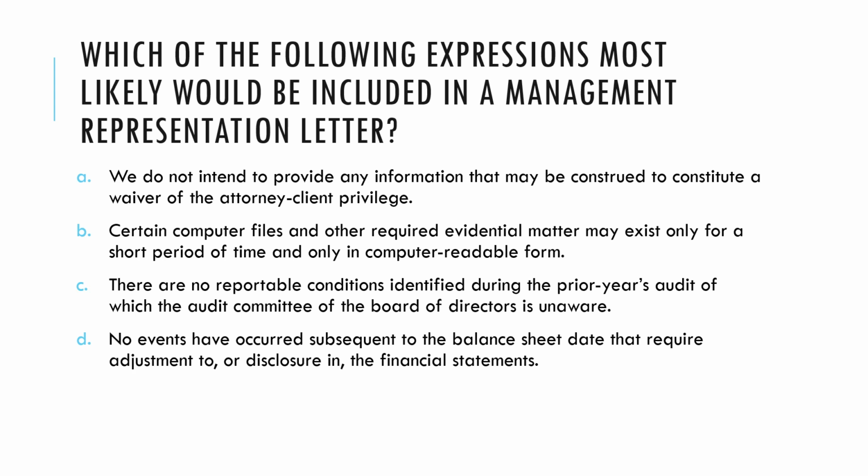And in the case of specific representation, this is now the one that refers to specific assertions, transactions, events, or balances. So, which of the following would you most likely expect to find in a representation letter? Letter A, we do not intend to provide any information that may be construed to constitute a waiver of the attorney-client privilege. Letter B, certain computer files and other required evidential matter may exist only for a short period of time and only in computer readable form.